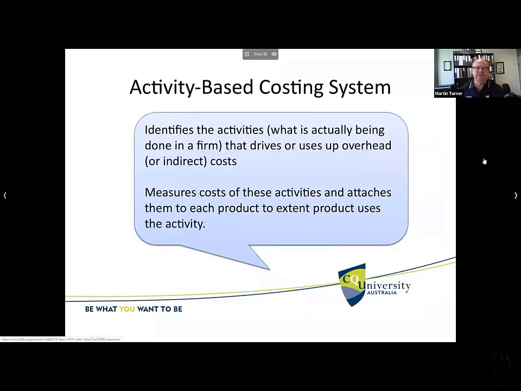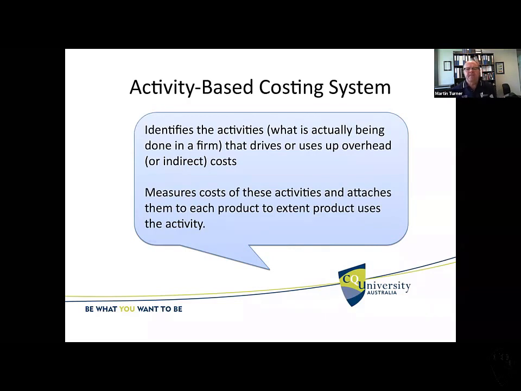The activity-based costing system, and we only dealt with it very briefly in the reading, identifies the activities, what is actually being done in a firm that drives or uses up overhead or indirect costs. So that might be the time of a staff member in providing some advice to a client in an accounting firm. It's that activity of doing something. You might be reviewing their accounts first, and you might call that an activity. You can break them up into little bits or bigger bits, and you allocate your time or other resources to that activity.